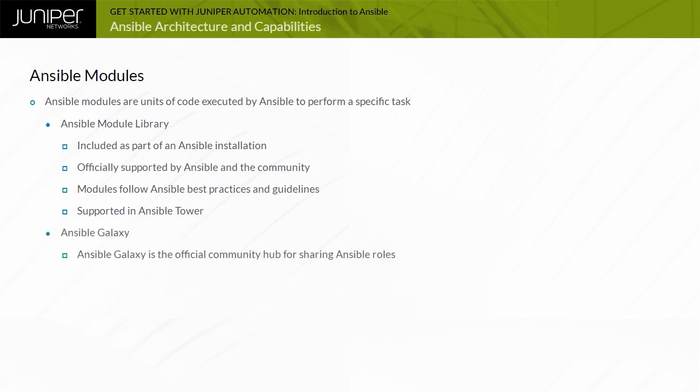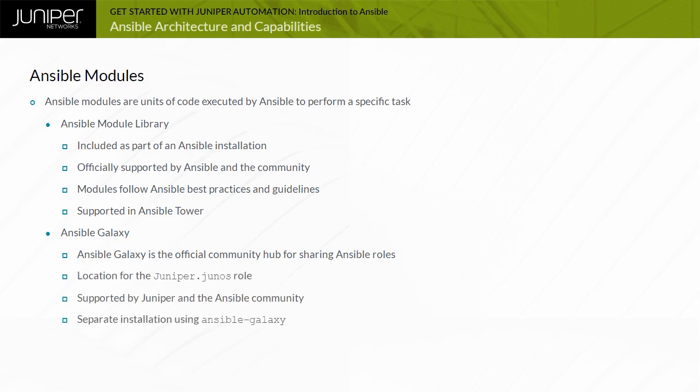Beginning with Ansible version 2.1, Junos modules are included as part of the Ansible module library. Ansible's functionality can be extended by downloading modules from a repository called the Ansible Galaxy. Ansible Galaxy modules are organized into roles. A role is Ansible's method of bundling automation content together and making it reusable. Junos modules are available in the Ansible Galaxy Juniper.Junos role that includes additional functionality.